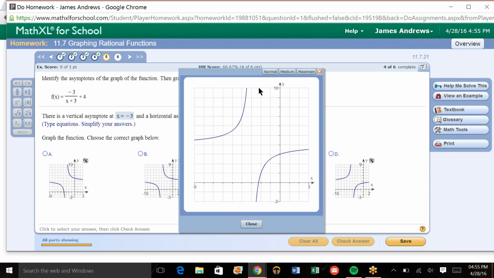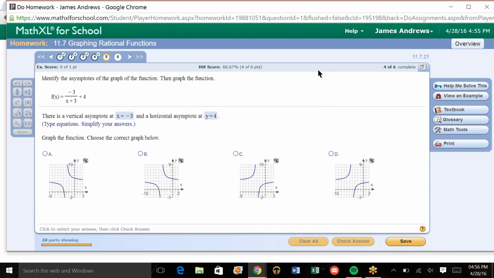Right. So, in other words, we're plugging in a number to the right of the vertical asymptote. We could have plugged in -2, -1. 0 is always the easiest one to work with. When you plug in 0 for x, you get -3 over 3, which is -1, plus 4 gives you a plus 3. So y has to be plus 3 when x is 0. And it's not in this picture over here, but it is in this picture here.